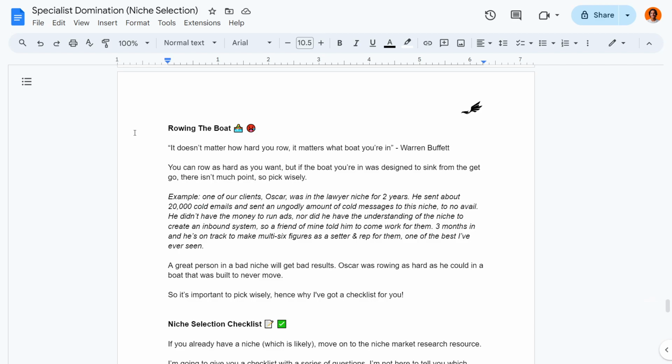Now we come to rowing the boat, the quotation we started with in the beginning. It does not matter how hard you row, it matters what boat you're in. You can row as hard as you want, but if the boat you're in was designed to sink from the get go, there is not much point. So that's why you need to pick wisely.